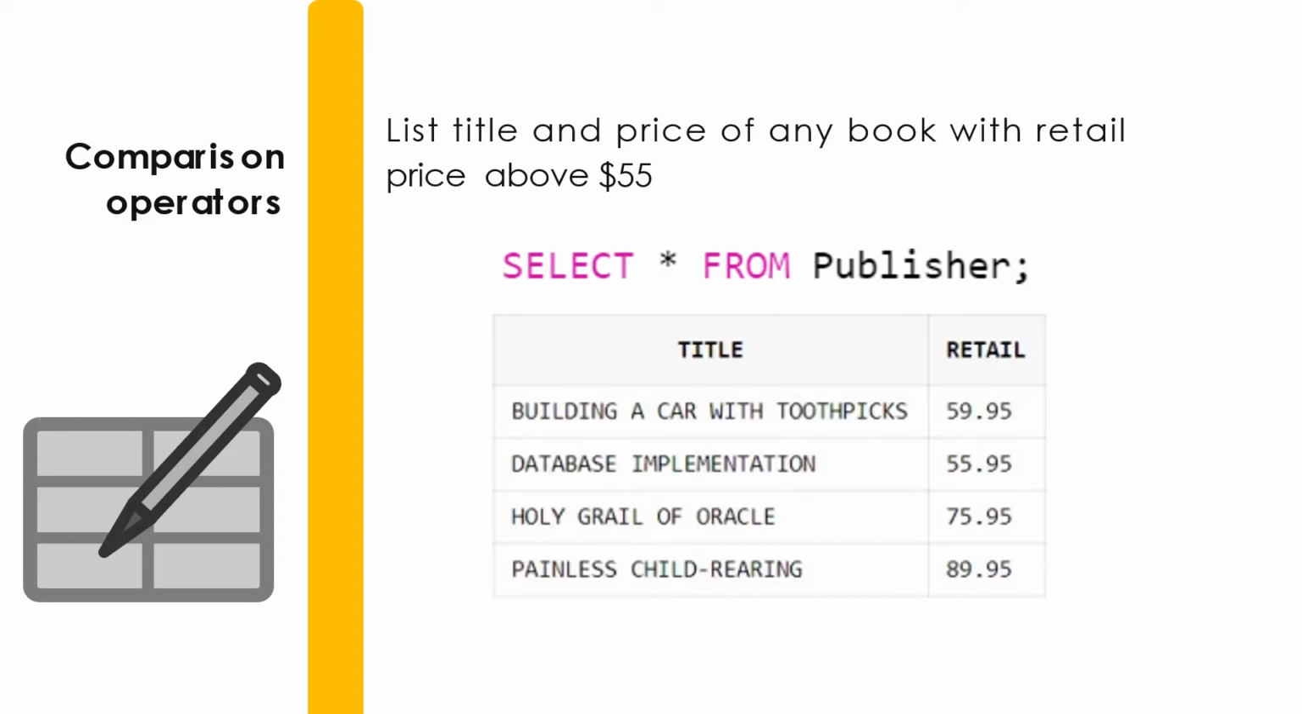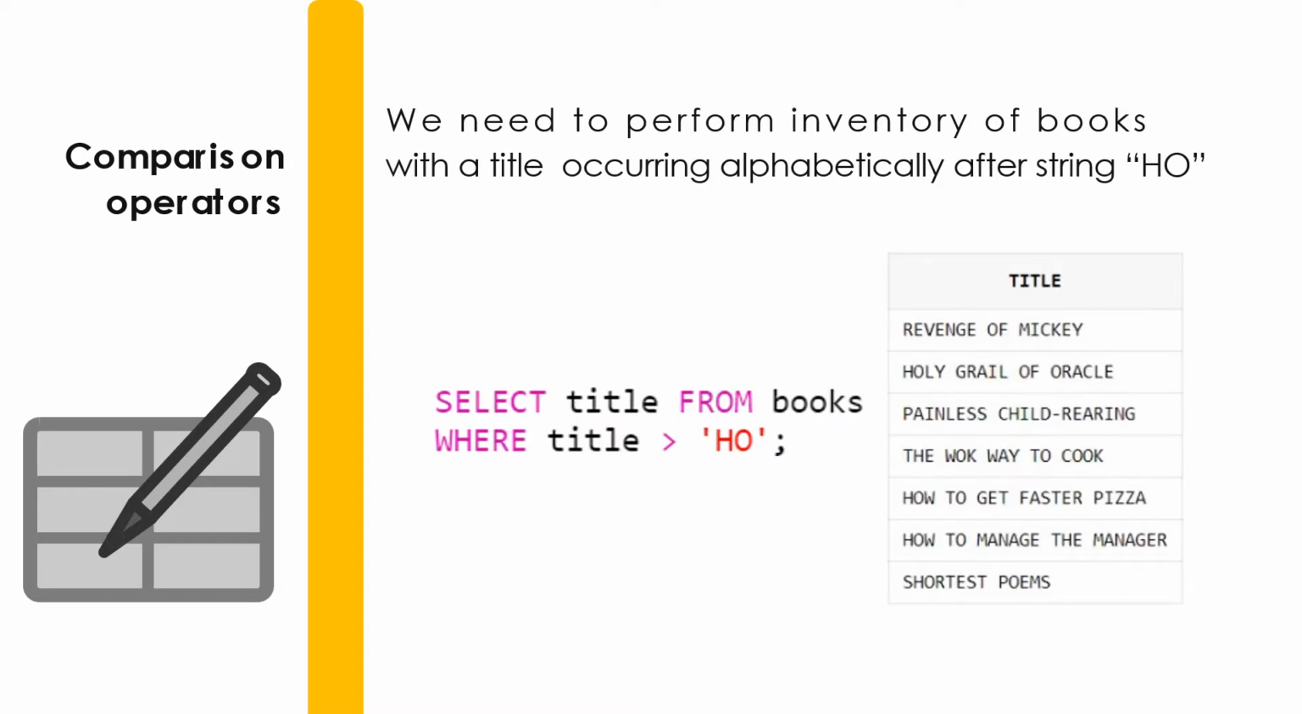For example, if you would like to list the title and the price of any book with retail price above $55, we can do so by having the condition retail is greater than 55 in our select statement. In another example, if we need to perform inventory of books with the title occurring alphabetically after the string HO, we can see that we can also use the comparison operators with our strings.